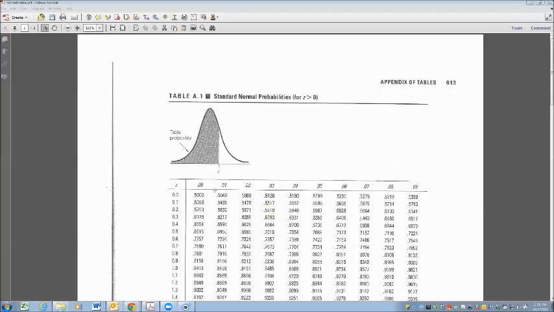So when we want to read something off the table, we're going to look down the left-hand column to get the integer and the tenths digit. We're going to read across the top to get the hundredths digit, and we're going to see where a row and a column intersect to get the value from the table. So let's take some examples.